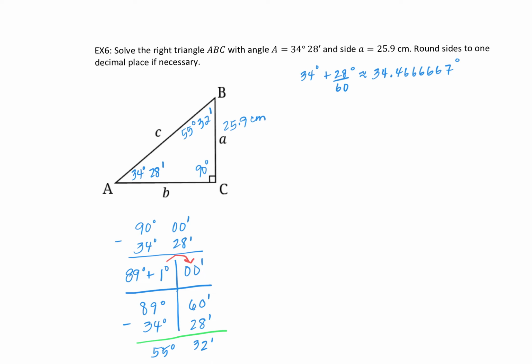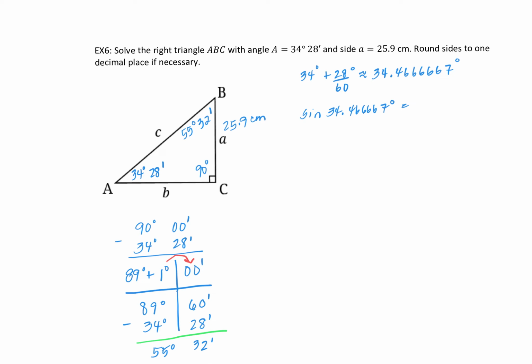I need the side adjacent, or I need the hypotenuse. So I could choose tangent. Tangent of 34.4 would be opposite over adjacent. Or I could do sine and solve for the hypotenuse. So if I did use sine of 34.46666, I'll go out that many decimal places. You don't want to round it too much because it might really mess up the value.